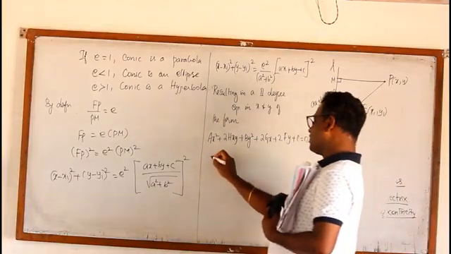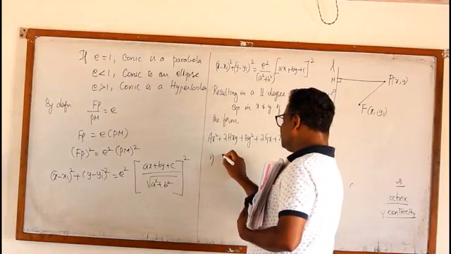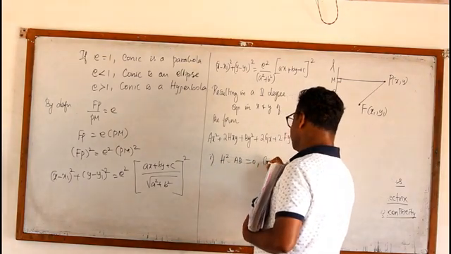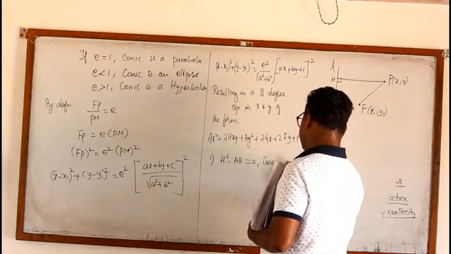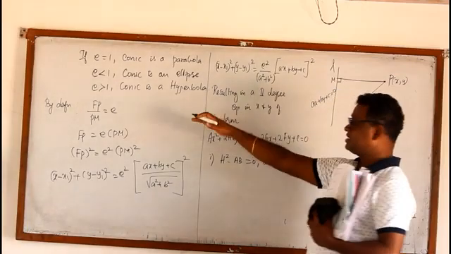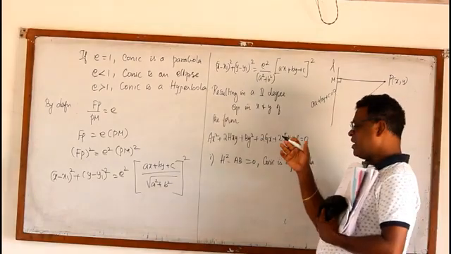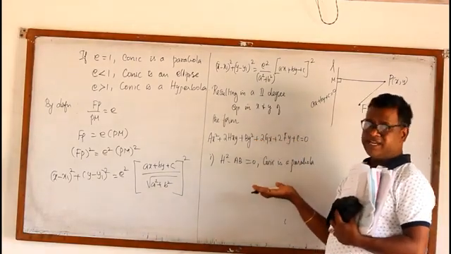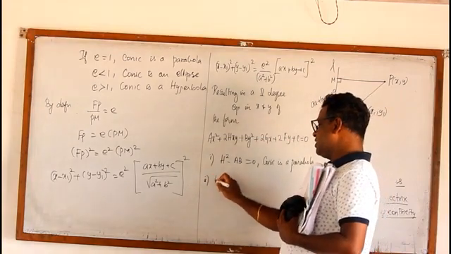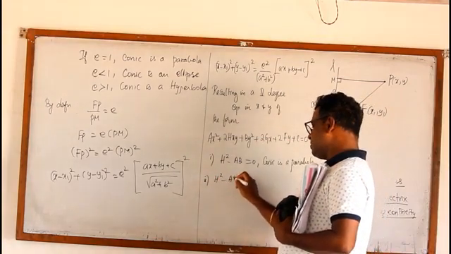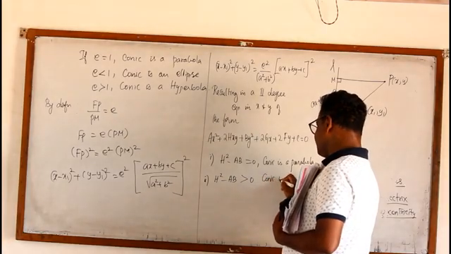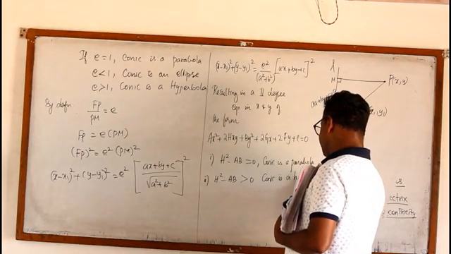In this, if h squared minus ab is equal to 0, then the conic is a parabola. So we can identify the conic from the definition itself, or after getting the equation, by taking the value h squared minus ab. Similarly, if h squared minus ab is greater than 0, then the conic is a hyperbola.